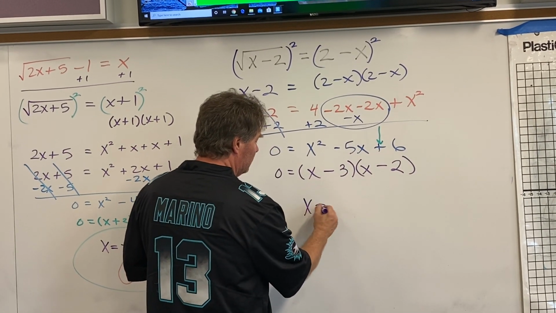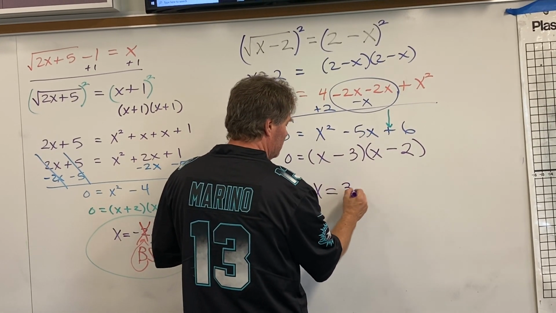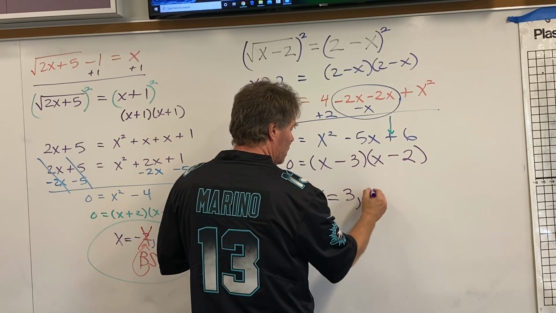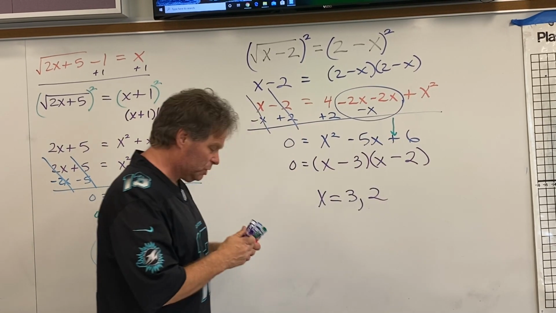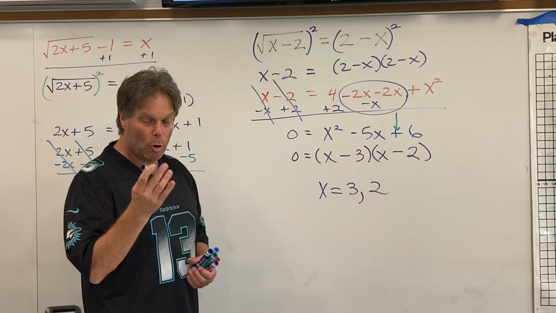Now, that gives me x is opposite this over this. Positive 3 over 1 is positive 3. Positive 2 over 1 is positive 2. Those are my two potential solutions. Let's see if they work.